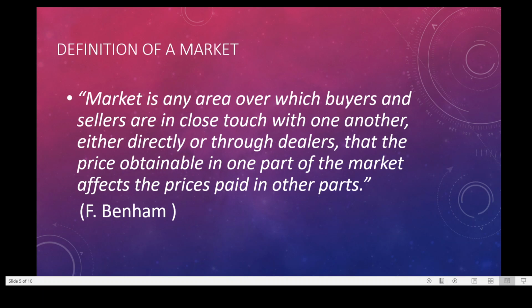Now let us try to see, we talk so much about market. How do we define a market? A market is a place where there are buyers and sellers. They are in touch with one another. It can be directly or through dealers. The price is the key thing. The price at which the buyers are looking for a product, the price which the sellers are willing to give. So the equilibrium point has to be the price determining point or the output determining point. We'll refer to that later.